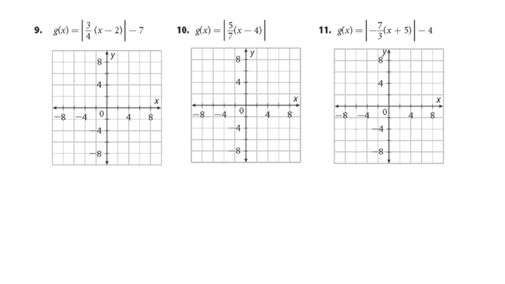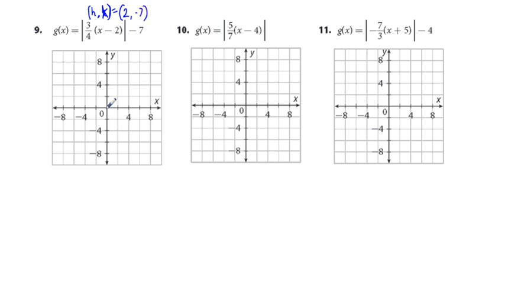Okay, number 9. We have 3/4 absolute value of x minus 2. Well, our h comma k in this instance is going to be equal to 2 comma -7.